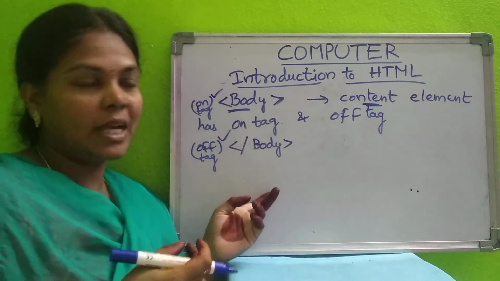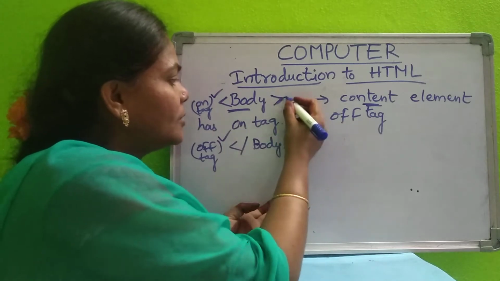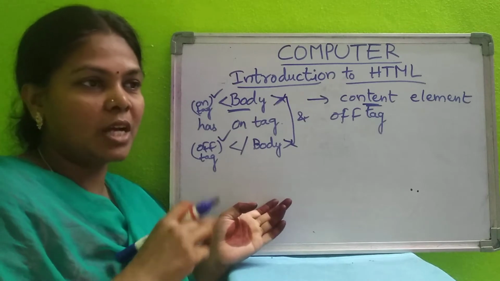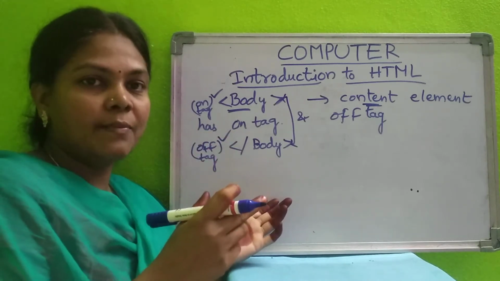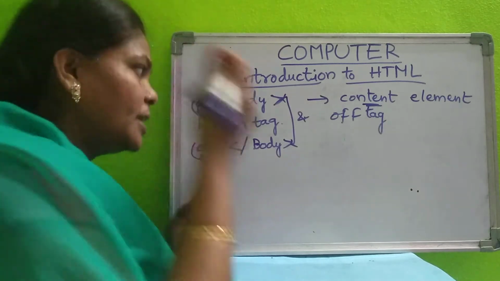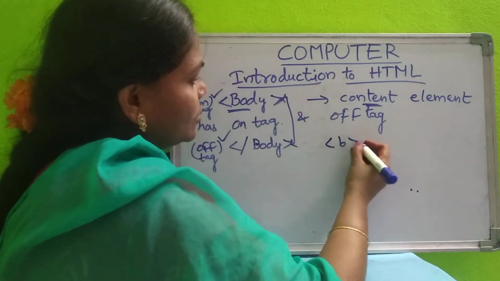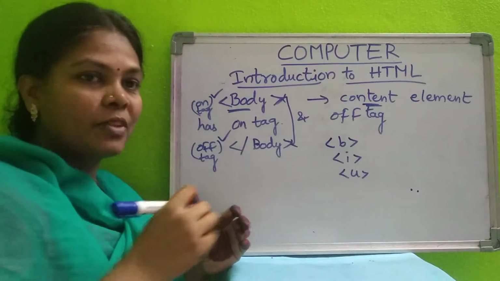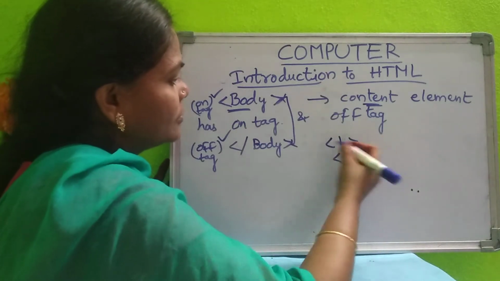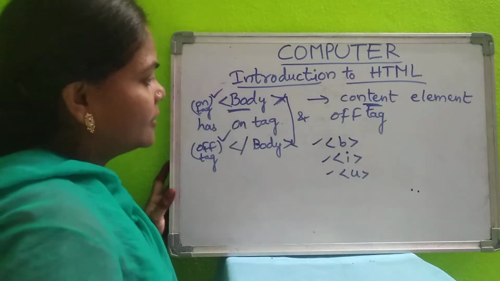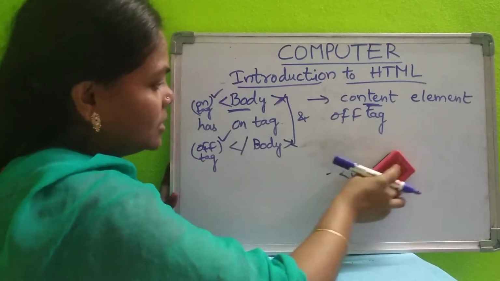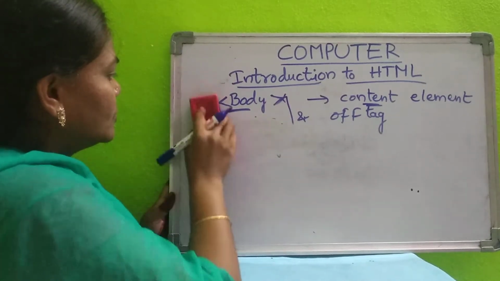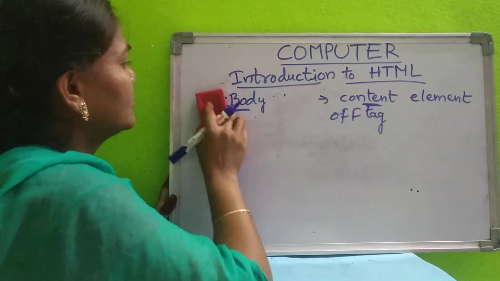In the previous class we learned that whatever you write in the middle of the on tag and off tag of body will be displayed in the web page. We have seen our name and school name as examples. We also used bold, italic, underline, and font styles. These bold, italic, underline are called physical marker elements. We have seen examples of this. Now we will see the attributes of the body element.